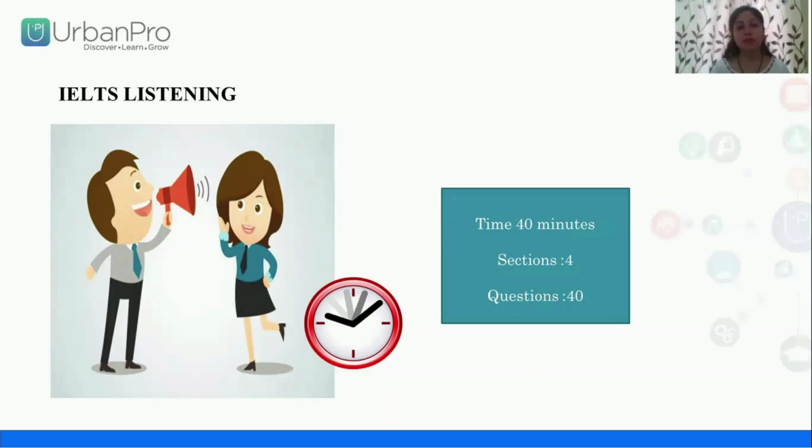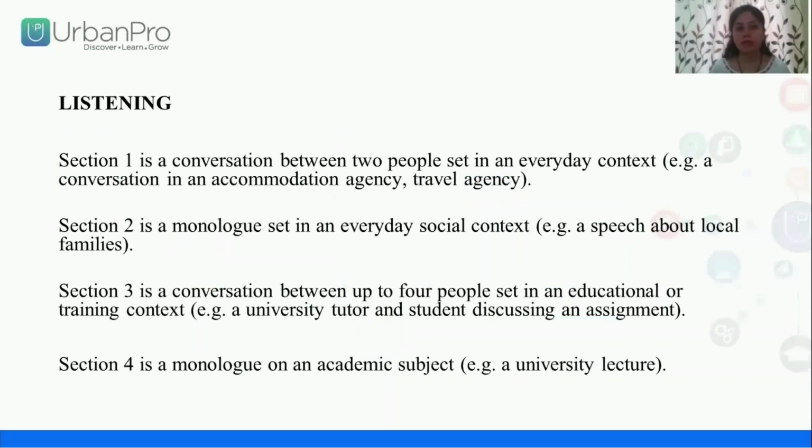We have 4 sections in IELTS listening. Listening one is a conversation between two people in a social context. For example, a travel agent giving travel accommodation details to a person who is planning a trip. It's a conversation between two people.